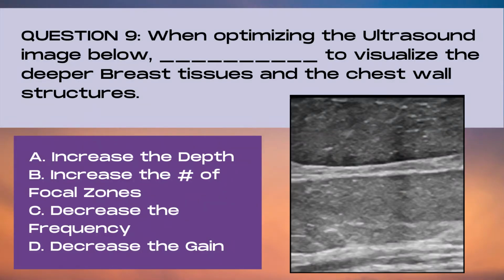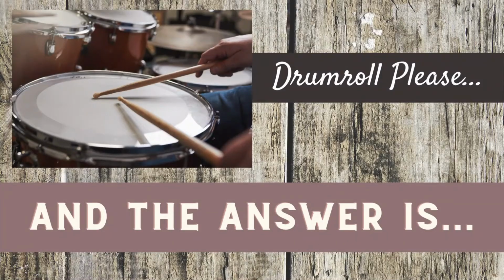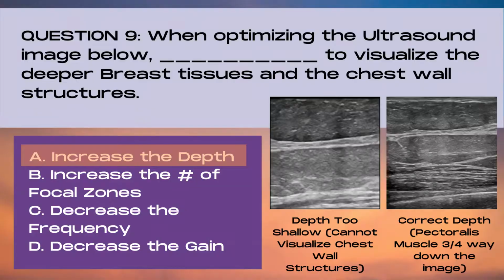Question 9. When optimizing the ultrasound image below, blank to visualize the deeper breast tissues and the chest wall structures. A. Increase the depth. B. Increase the number of focal zones. C. Decrease the frequency. Or D. Decrease the gain. And the answer is A, increase the depth.